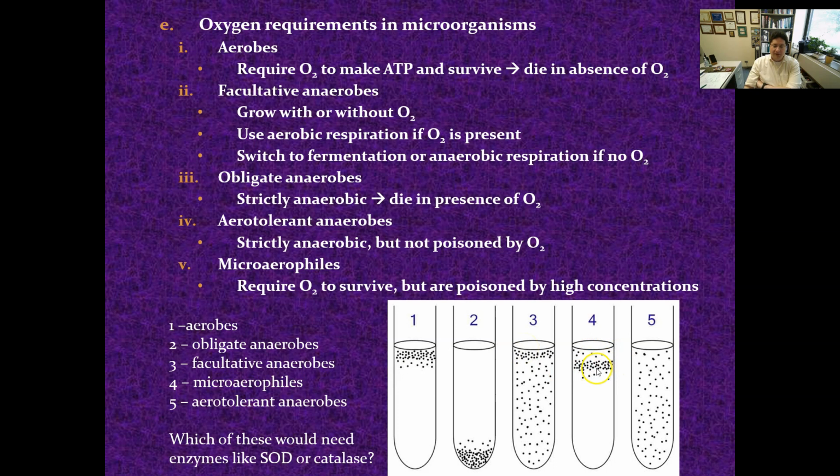Microaerophiles is number 4 here. Remember, they require oxygen to survive, but are poisoned by high concentrations. So they need oxygen, so they're going to be near the top, but not right at the top, because high concentrations destroy them. And then the easy one's aerotolerant. That's number 5 here. Aerotolerant is strictly anaerobic, but not poisoned. So they're just evenly distributed. They don't really care about the oxygen.